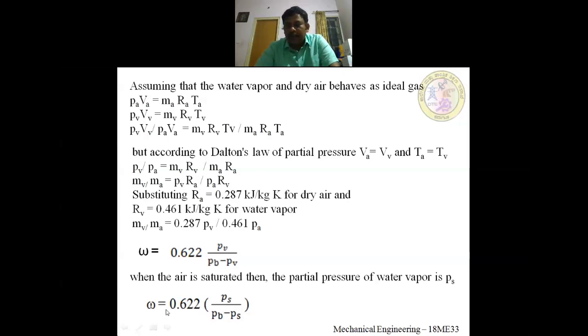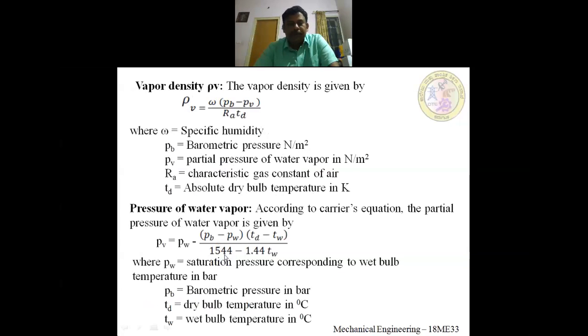Saturated air means what? The air which contains the maximum amount of moisture it can hold for a given pressure and temperature. Here omega represents the specific humidity of unsaturated air. That is, normal atmospheric air is unsaturated air, which does not contain the maximum amount of moisture or water vapor. That is omega.